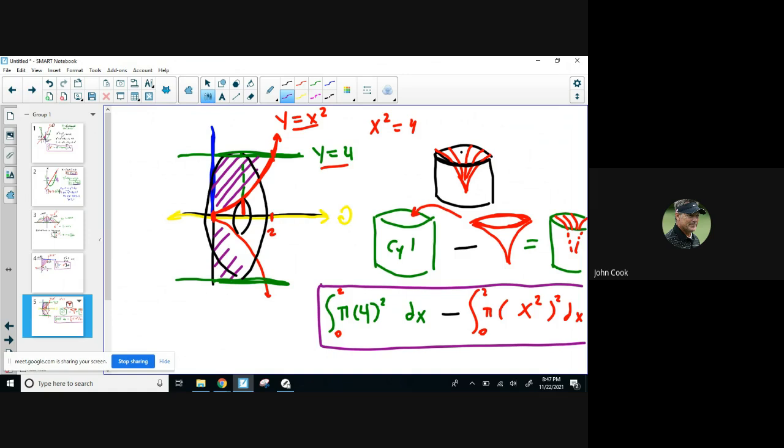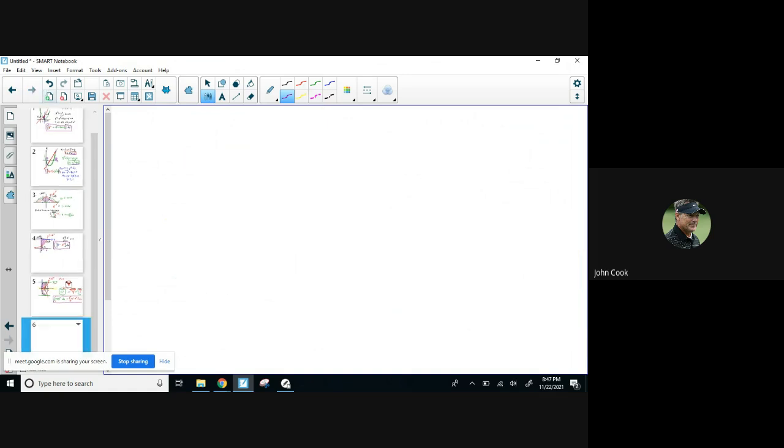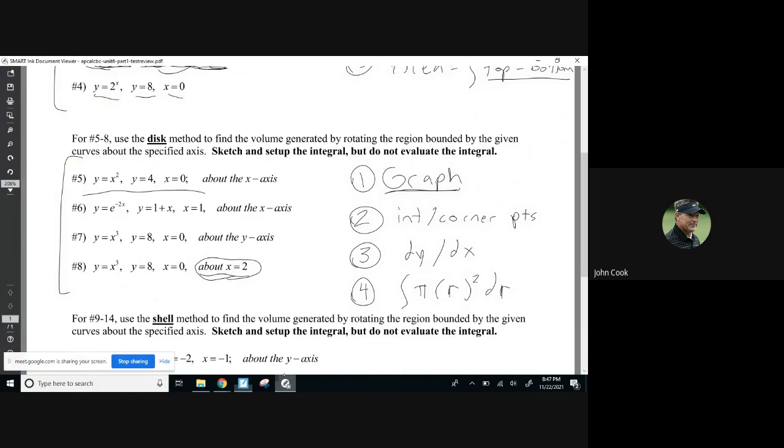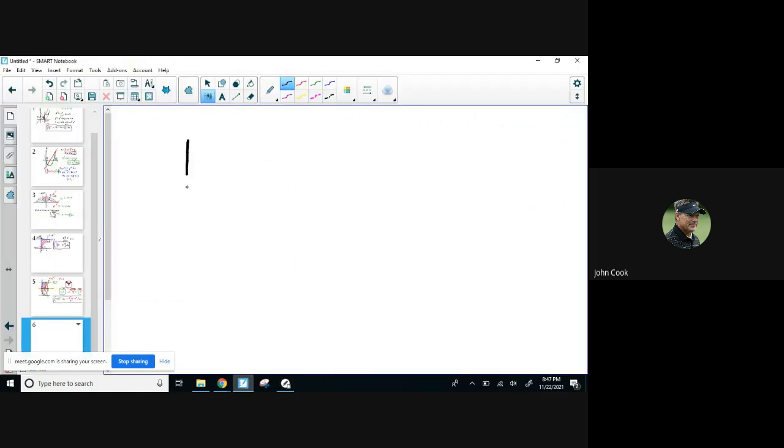There's our first one. Now let's do another disk problem. Let's see what the next one looks like. It's e to the negative 2x. Okay, so that looks like this. It goes through 0, 1, and then it kind of just goes like this the rest of the way. Straighten that out a little bit. And there we go.